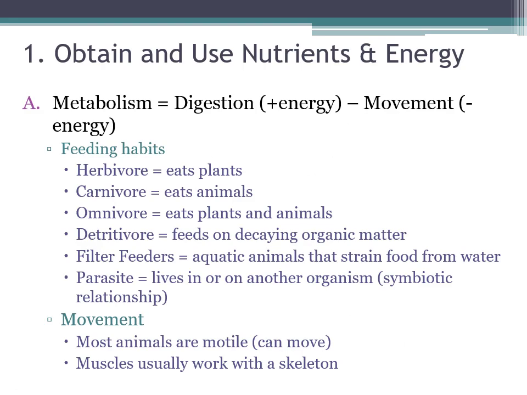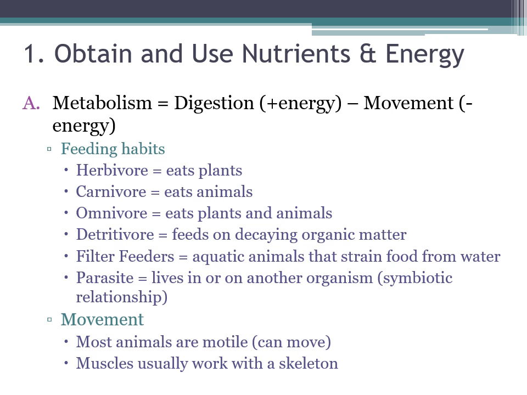The first characteristic of life that we're going to look at is obtain and use nutrients and energy. And this one is a doozy. There are multiple parts to this. Anything that comes in or out of your body is part of this. So the first part, metabolism. And metabolism takes a look at digestion, when you add energy to your body, and movement, where you subtract energy from your body. So when we're talking about metabolism, especially digestion, we're looking at what is the organism eating.